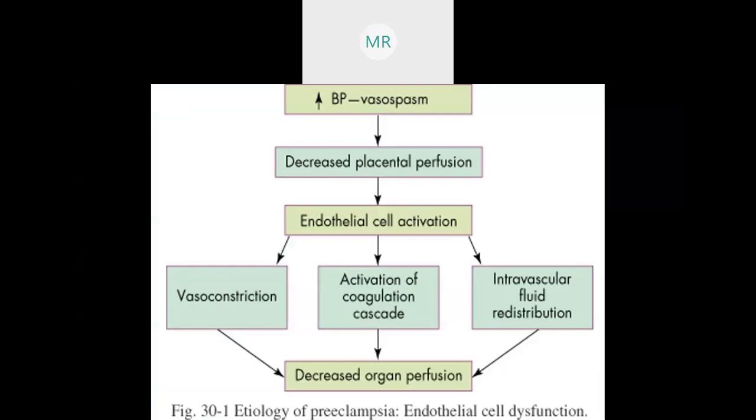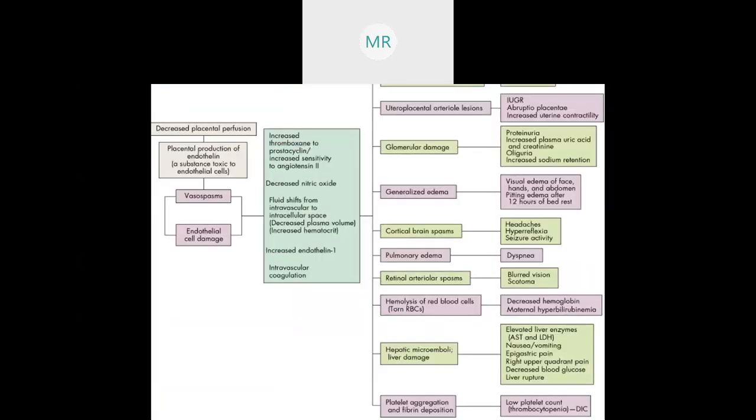And again, a little bit on what's happening with the etiology of preeclampsia. You've got the vasospasms, you've got the decrease in oxygenation, so the lack of oxygen to the baby, decreased placental perfusion. You've got endothelial cell activation, vasoconstriction. You've got the decreased organ perfusion. This is a great algorithm as you're studying. Another one as you're studying.